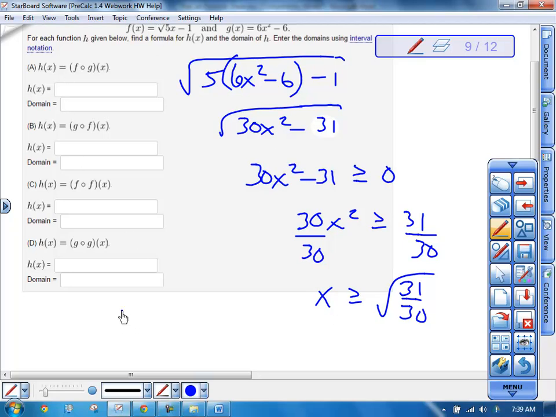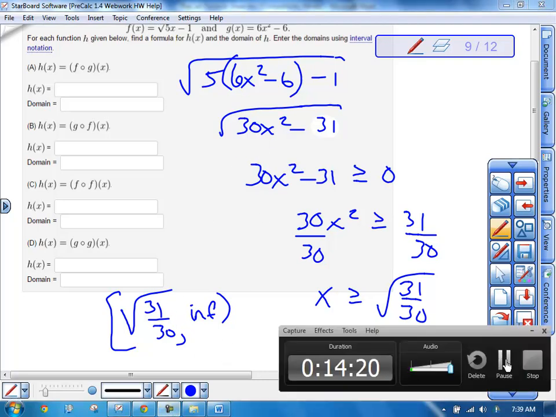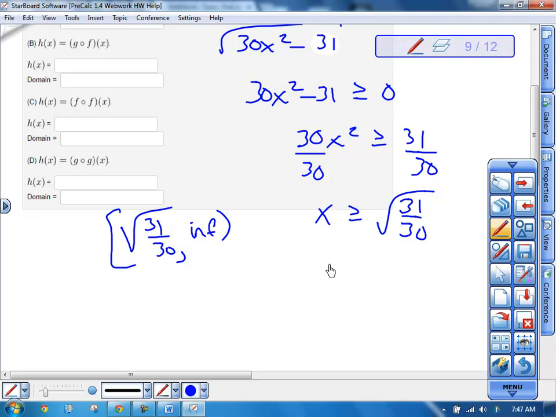And it wants an interval notation. So that'd be the square root of 31 over 30 to infinity. And I can include this value, I can do a bracket there, because I can have that value, it just gives me 0 underneath the radical. So I'm going to try that once.